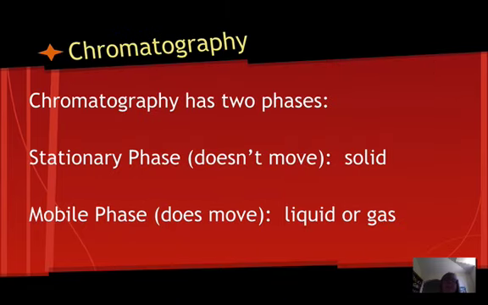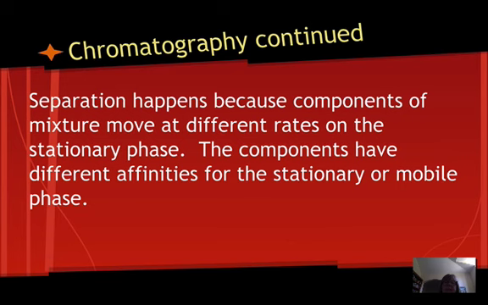Okay, our last form of separating a mixture is called chromatography. It literally means color writing. Chromatography uses two phases: a stationary phase, the phase that doesn't move, which is a solid, and a mobile phase that does move, which is usually a liquid or a gas. The separation happens because the components of your mixture move at different rates through the stationary phase. These components have different affinities for the stationary or the mobile phase.